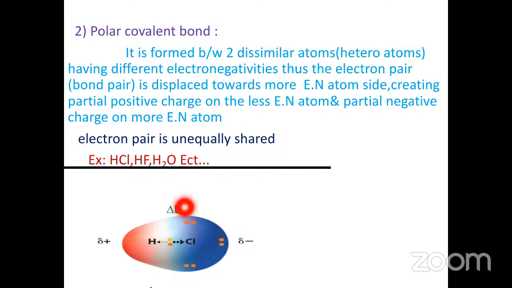Now this shared electron pair moves towards the chlorine side because chlorine is the highly electronegative element. That is the reason chlorine attracts this electron pair towards itself, so it gets the partial negative charge and hydrogen gets the partial positive charge. So now HCl is a polar covalent compound.